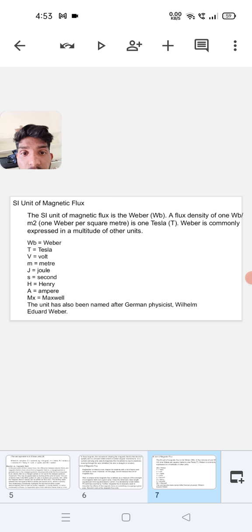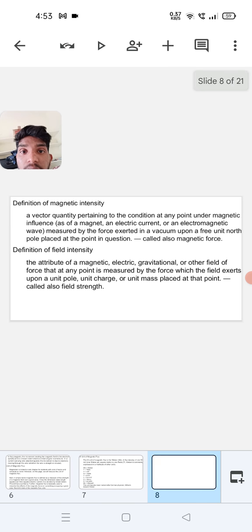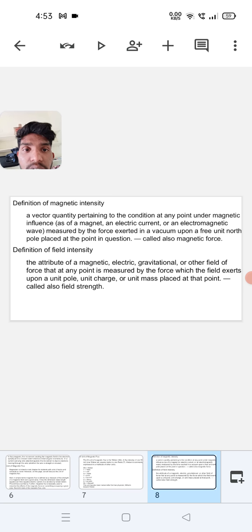The unit has also been named after a German physicist, Weber. Definition of magnetic intensity: a vector quantity pertaining to the condition at any point under electromagnetic influence, measured by the force exerted in a vacuum upon a free unit north pole placed at the point in question, called also magnetic force.